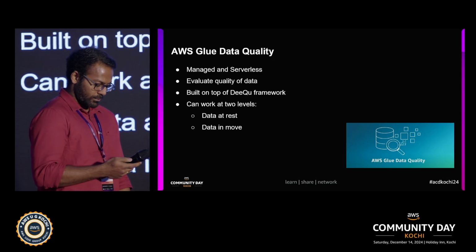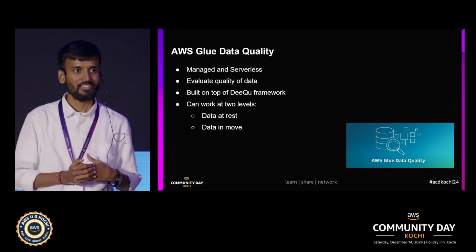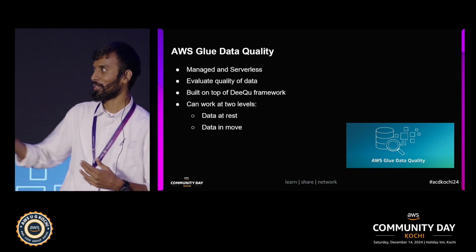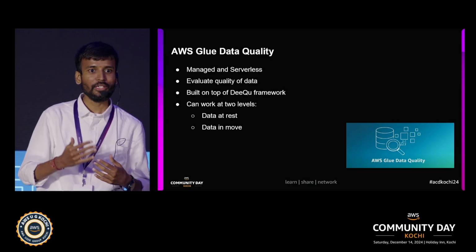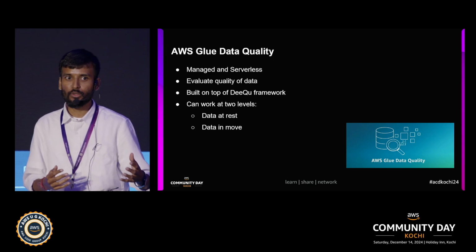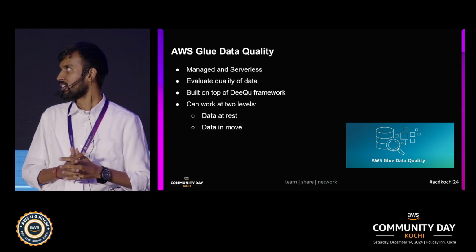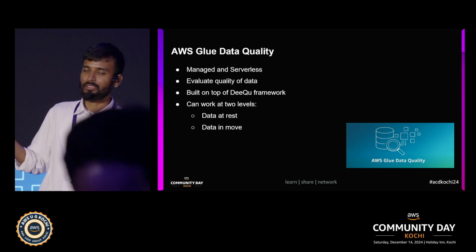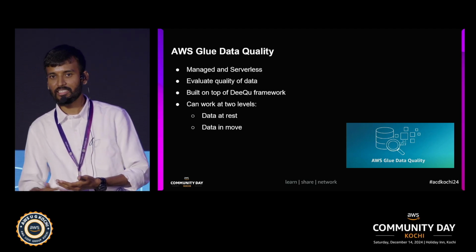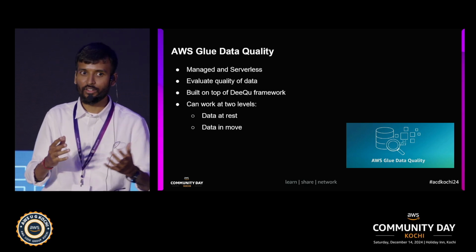Yeah. So any idea when AWS Glue Data Quality was released? Maybe I'll let you know. It was released at re:Invent in December 2022, just two years back. Initially it was in preview. In June 2023 it became globally available. As we know, it's completely managed. Since Glue is a serverless and managed ETL service, and this is used to evaluate the quality of the data.